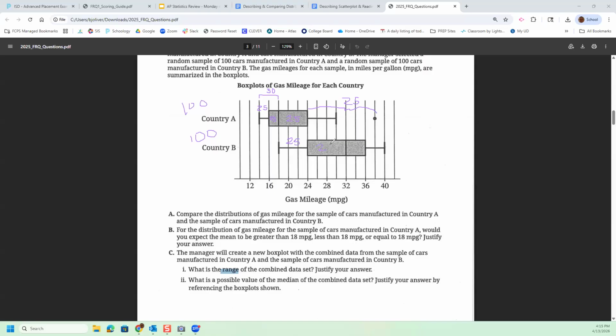What it means is that there's 25 in this little whisker right here. There's 25 in this half of the box. There's 25 in this half of the box. And there's 25 in this half of the box.